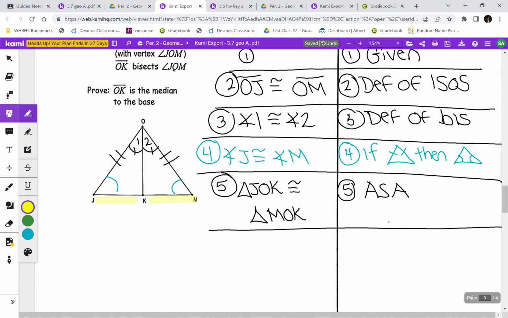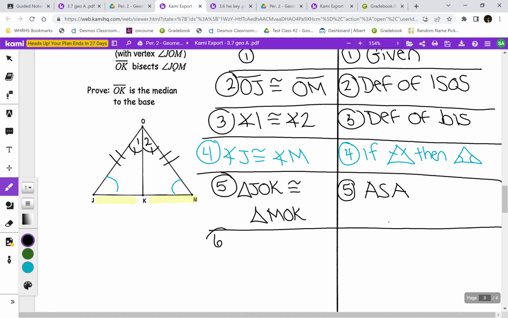So if we're going to prove OK is the median, am I allowed to just say that right now, that OK is a median? No, all we've done is prove triangles congruent. In order to prove that OK is a median, I need to specifically say that JK and KM are congruent. We don't have that written down yet, but can I now write that down? Yes. For what reason? Corresponding parts of congruent triangles are congruent. You got it. JK congruent to KM, CPCTC.